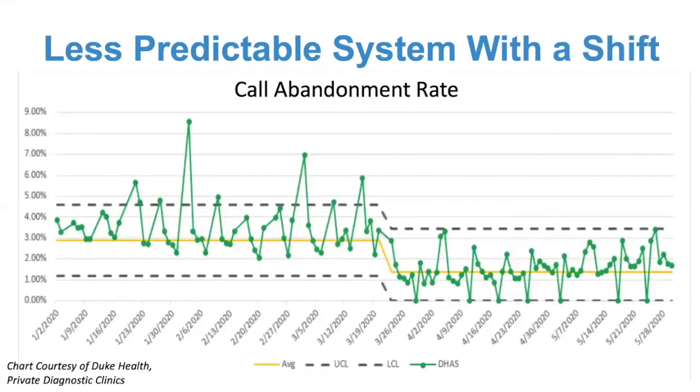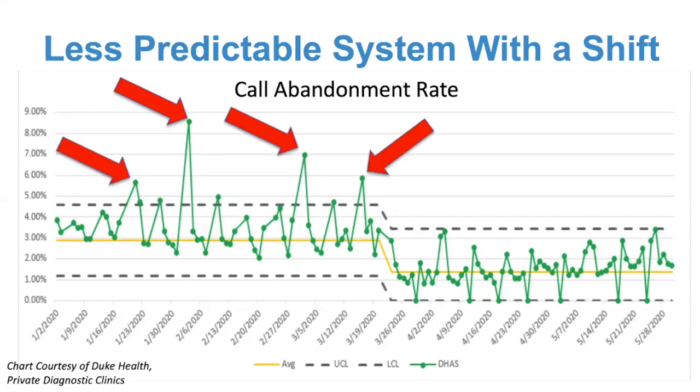Another metric that they look at is what they call abandonment rate, the percentage of people who call into a central call center and then basically get frustrated and hang up. I would call this one a less predictable system because you can see there are a number of signals that occur over time. It would be appropriate to ask what was different those days. But then again, we see evidence of a shift downward in performance that started here in mid to late March.